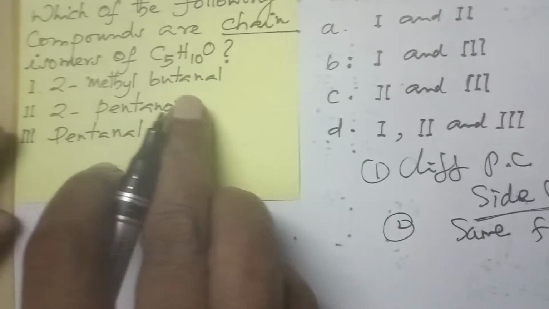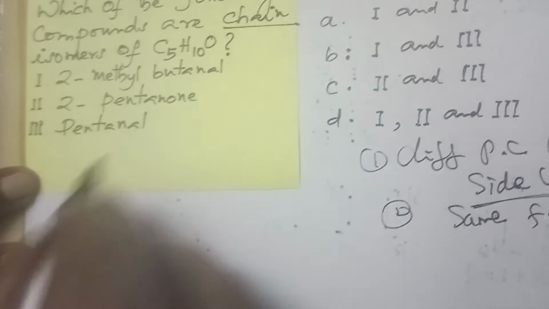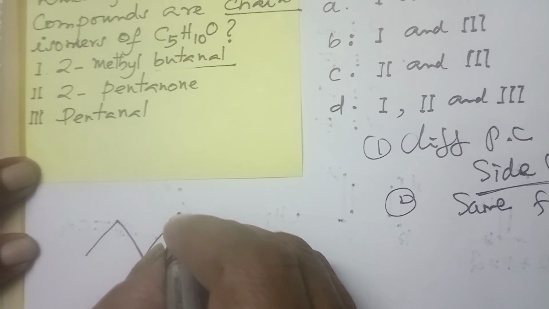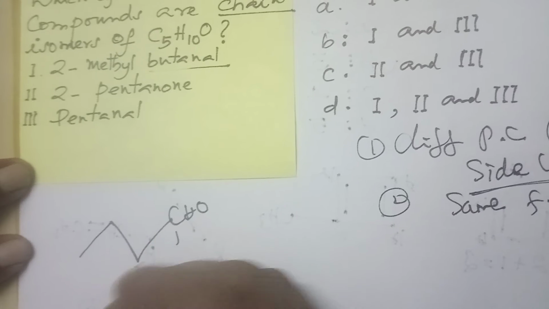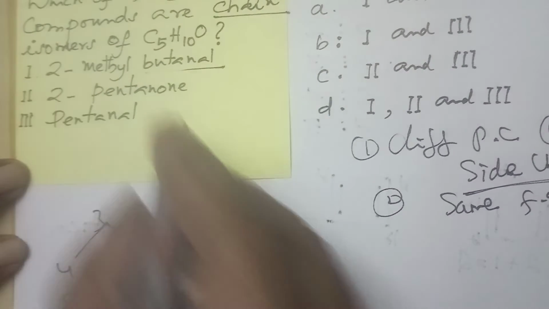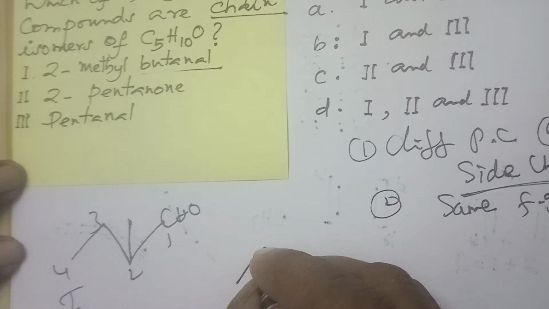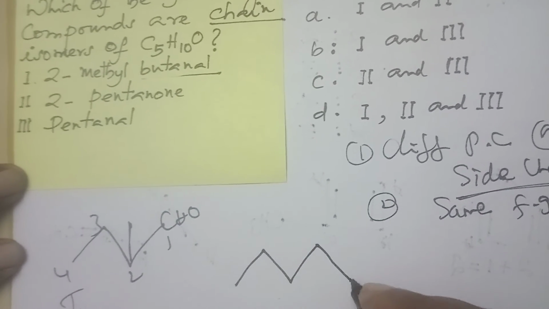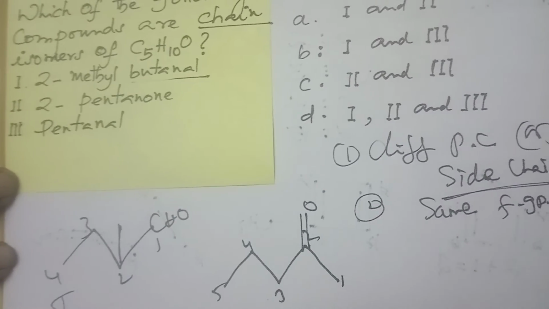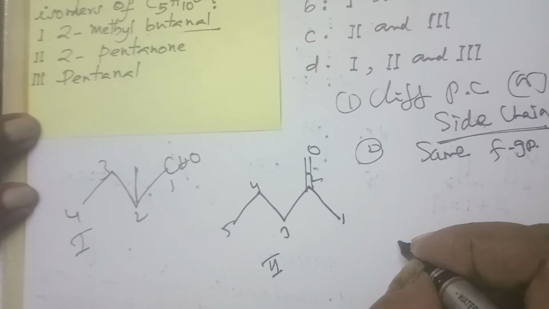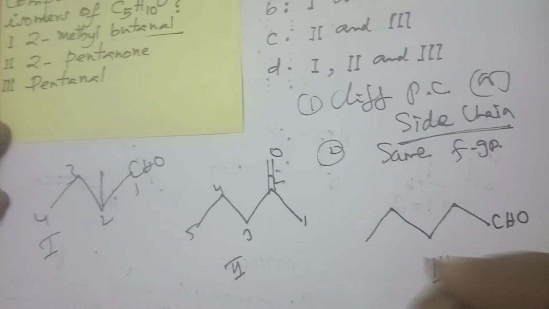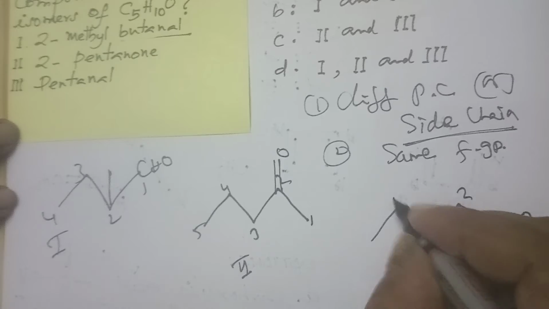Now let us see, for each one put the diagram. 2-methyl butanal. Butanal means 4 carbon: 1, 2, 3, 4 with aldehyde. This is where I am putting the aldehyde: 1, 2, 3, 4 and 2-methyl. So this is Roman number 1. Number 2 is 2-pentanone: 1, 2, 3, 4, 5, and on the second carbon atom double bond O. This is Roman number 2. Number 3 is pentanal: 1, 2, 3, 4, 5, CHO, that is your aldehyde.